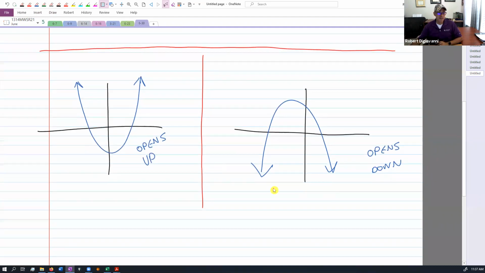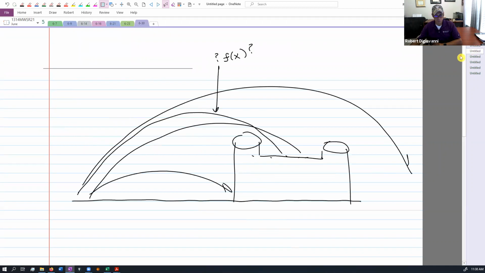Now, there's an easy way to determine which way your parabola is going to open. And it all has to do with that number in front of x squared. Remember the number in front of x squared, we called it a? Where is a?